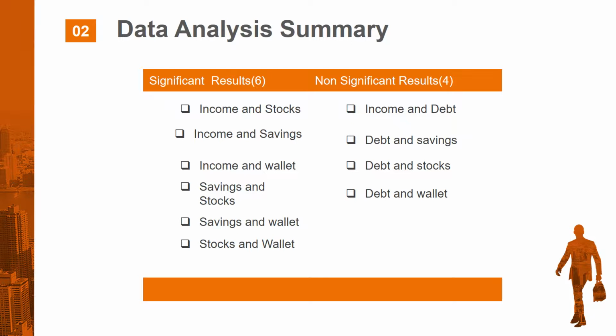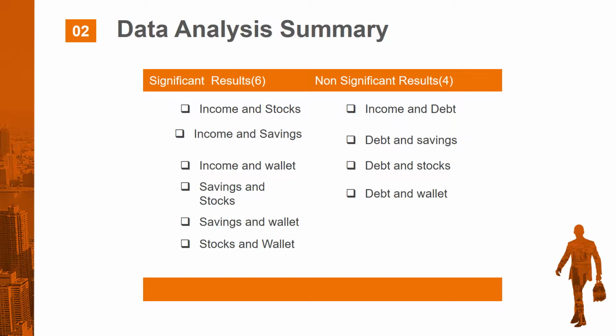So we'll move to our next slide, which is a summary of our data analyzed in the PSPP statistical tool. We compared 10 relationships that entailed two variables. In the 10 relationships, we discovered 6 significant relationships and 4 non-significant results. For the purpose of this study, we'll focus on the 6 significant results.